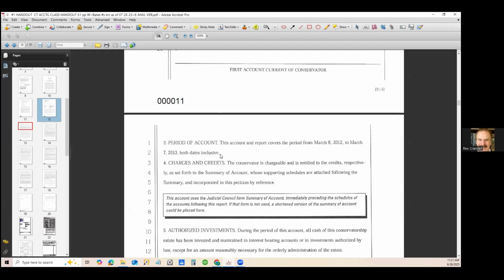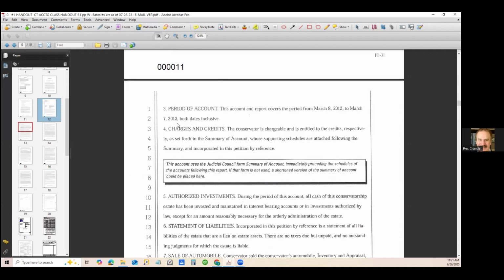A lot of times one of the rejection items will be that your account period does not start on the proper date. Then I'm going back, and that's an instant, okay, let me look at the inventory and appraisal. Let me look at the order. I'm looking at certain things when that's the court's answer. Charges and credits. I do not do mine like this.